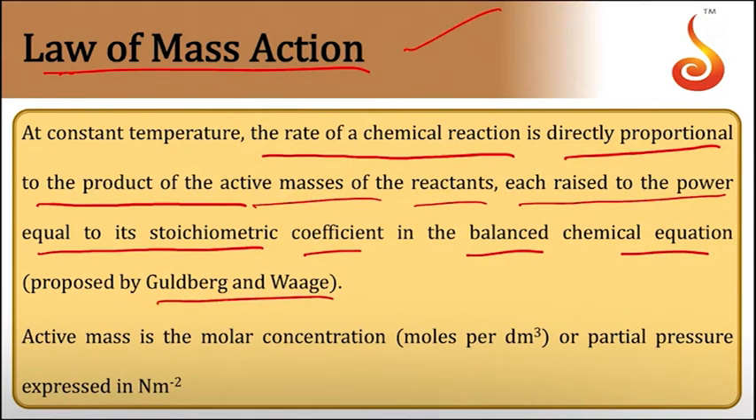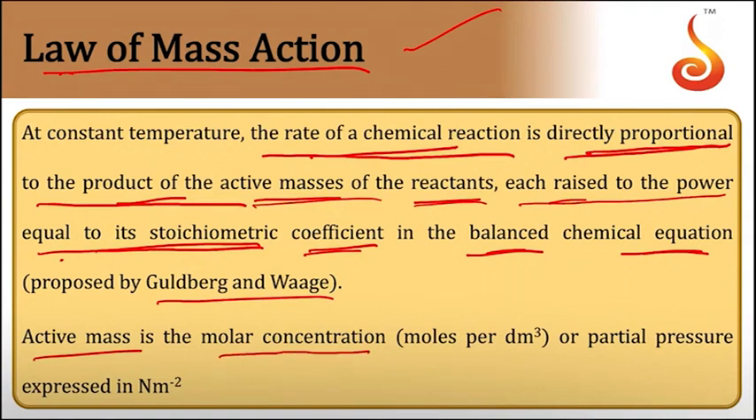Once again, the law of mass action states that the rate of a chemical reaction is directly proportional to the product of active masses of reactants, each raised to the power equal to the stoichiometric coefficient in the balanced chemical equation. And here the active mass is nothing but molar concentration, that is moles per liter or moles per decimeter cube. Or if you take gases, it's a partial pressure, nothing but Newton per meter square, or it can be atmospheres. So active mass stands for the concentration only, expressed in terms of moles per liter or in terms of atmospheres. This is regarding law of mass action.